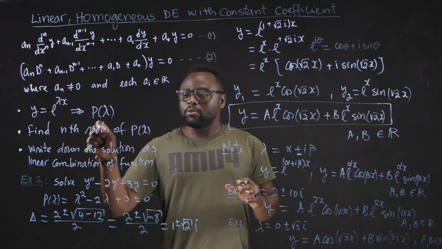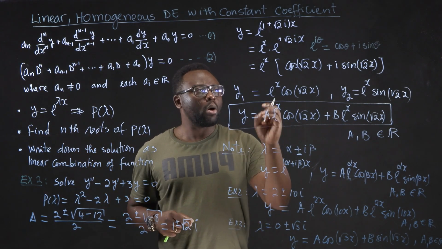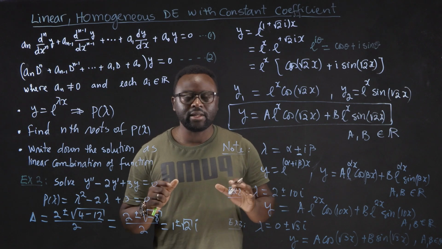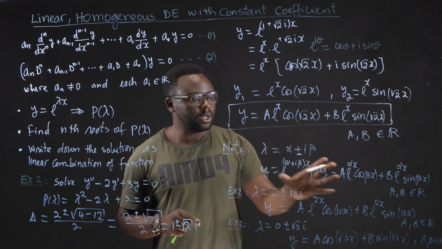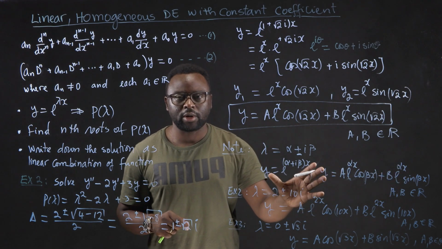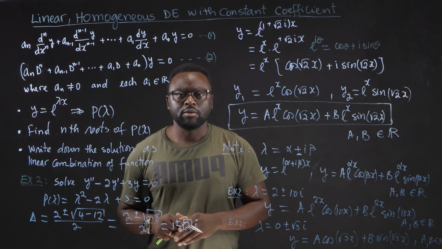So if you solve the auxiliary polynomial and you obtain complex solution, don't panic. This is the approach. Keep in mind that this is the general formula. You just have to follow this general formula, okay? So this is all for this video.